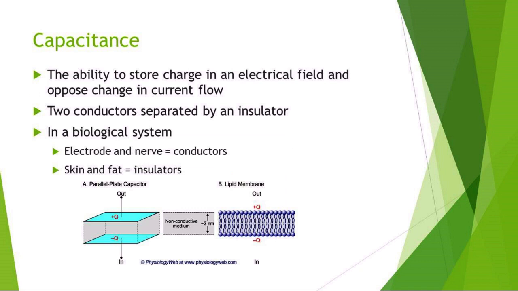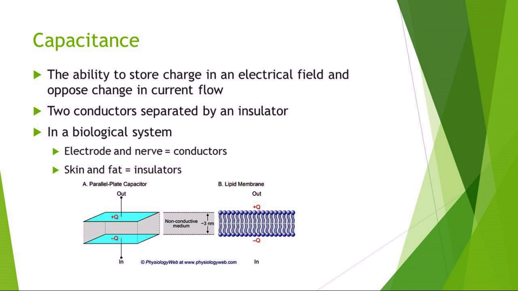Capacitance is the ability to store charge in an electrical field and oppose a change in current flow. So a capacitor is two conductors separated by an insulator. In a biological system, electrodes and nerves are conductors, and skin and fat are insulators. So our phospholipid membrane in the cell has the water insoluble part, the fat, on the outside, and the conductive part on the inside. So we have a built-in capacitor in the cell.